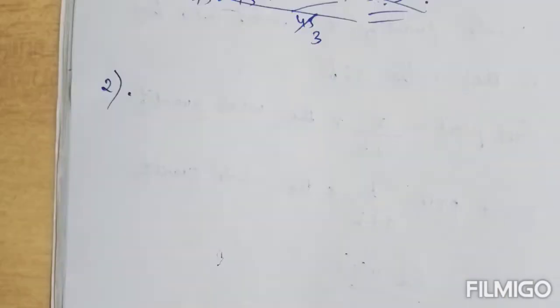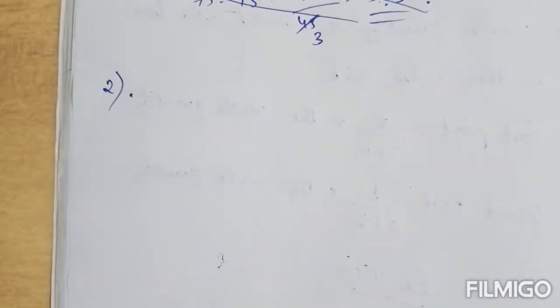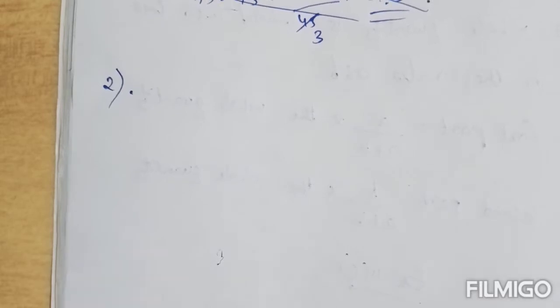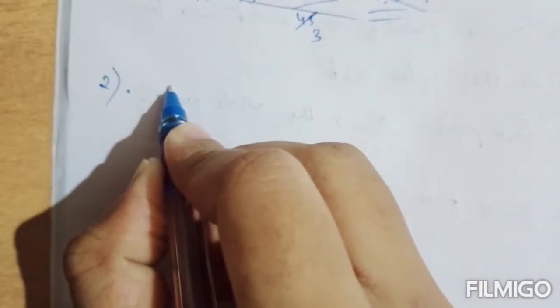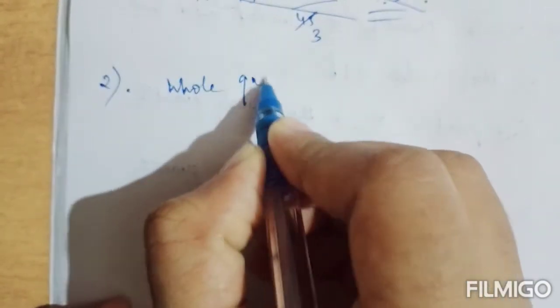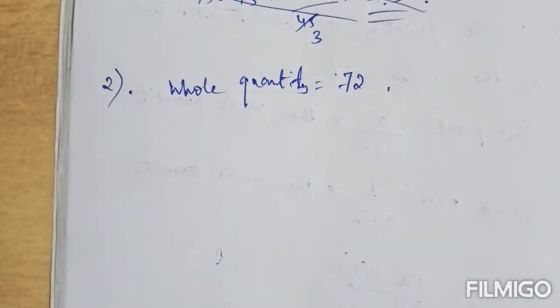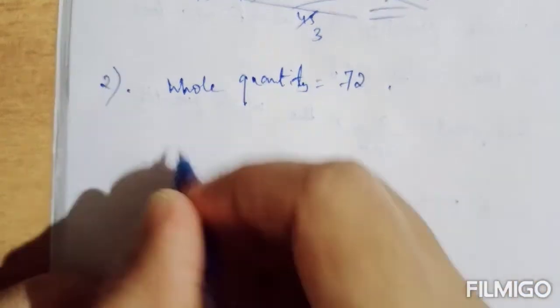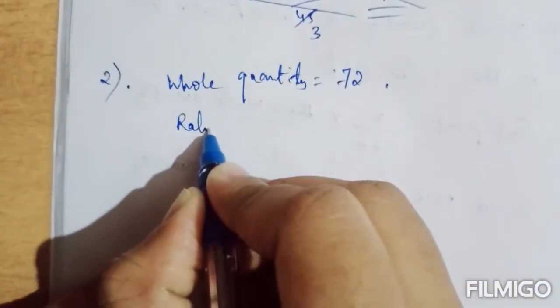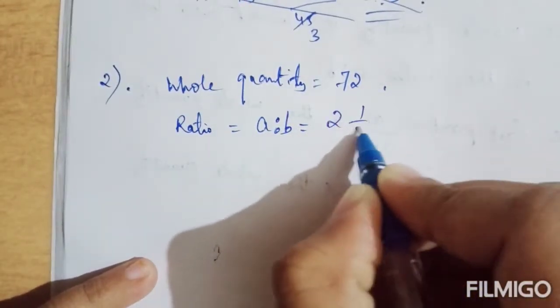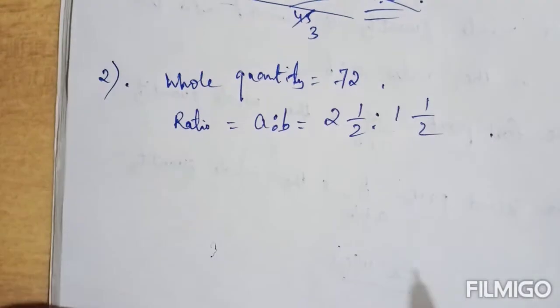Okay. Second question: divide 72 in the ratio 2 1/2 is to 1 1/2. So 72 we have to divide in the ratio 2 1/2 is to 1 1/2. Here the whole quantity we can take as 72. Now the ratio to be divided, that is A is to B, we can take as 2 1/2 is to 1 1/2.